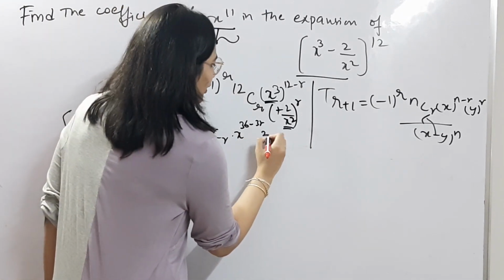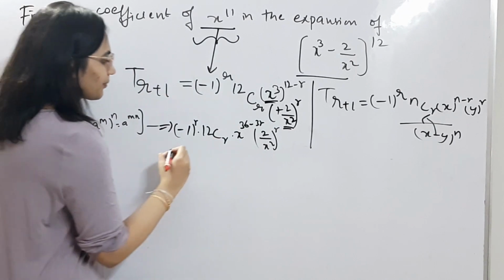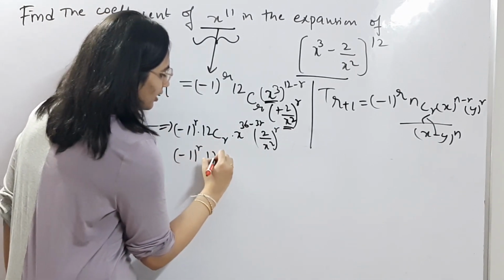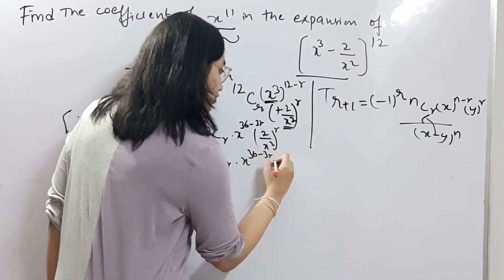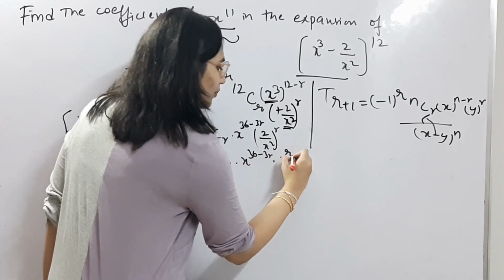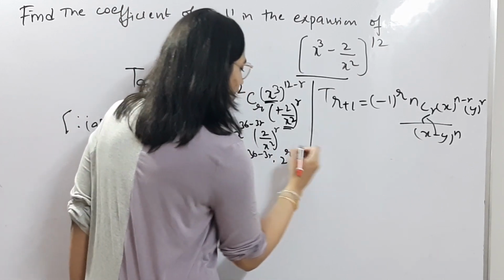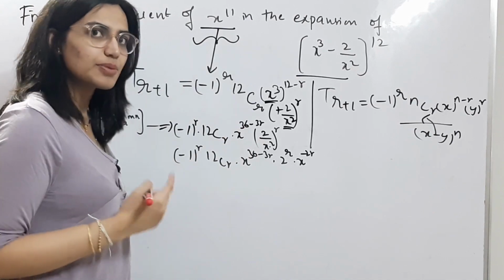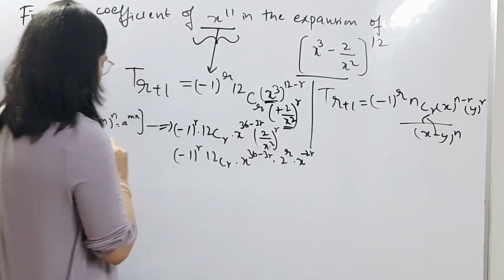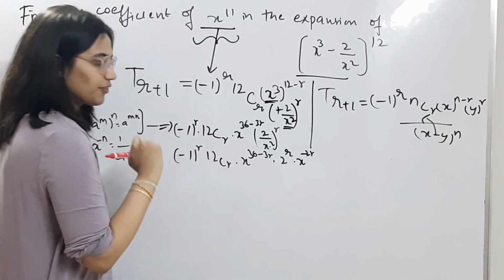And then 2 by x square whole power of r. Right. Now minus 1 whole to the power of r, 12CR into x to the power of 36 minus 3r into 2 to the power of r, it's a constant, into x to the power of minus 2r, because I've taken the reciprocal of that. We'll get minus here because you also know that a power of minus n is 1 by a to the power of n. That is what I've used there.